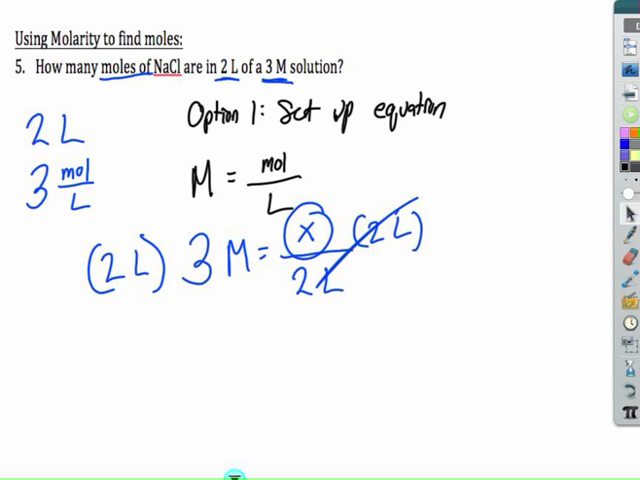Okay, that cancels out over here, and you get X equals, okay, remember M is moles over liter, liters on top, liters on bottom, so you get 6 moles. Okay, that's one way to solve it. It might make more sense to you to always do it that way.